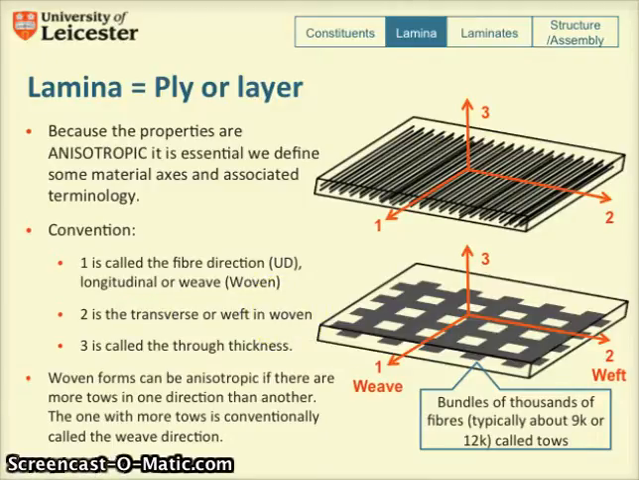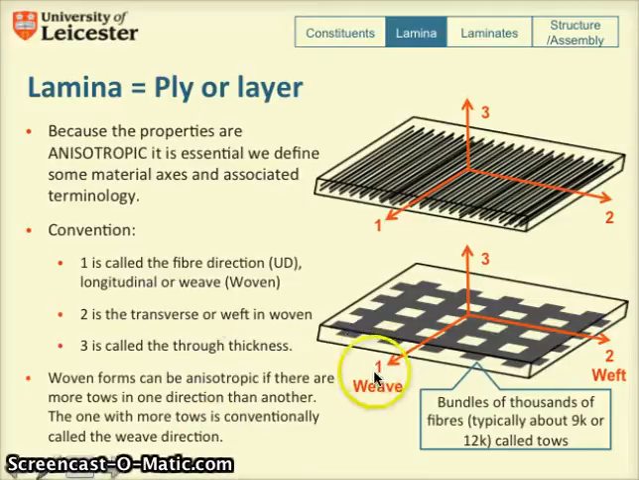And the 2 direction is the transverse direction, and the 3 direction is the through thickness direction. If we've got a woven ply, then we'll pick one of the directions to be the weave, and we call the other one the weft. And the weave direction is 1, and the weft direction is 2. In principle, you can have woven forms that are anisotropic, so there might be more tows in one direction than another. So that will have slightly better properties, and therefore the one with more tows is conventionally called the weave direction and called the 1 direction, so we're consistent.